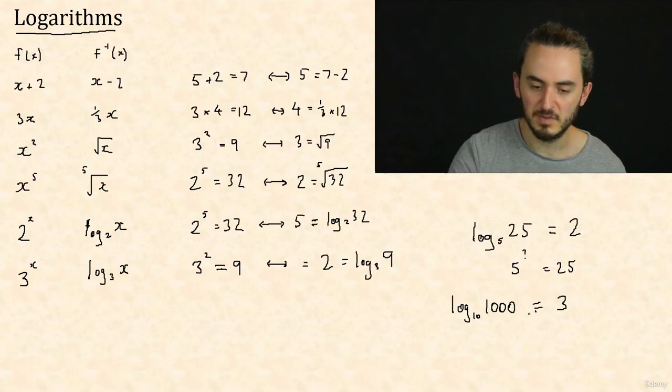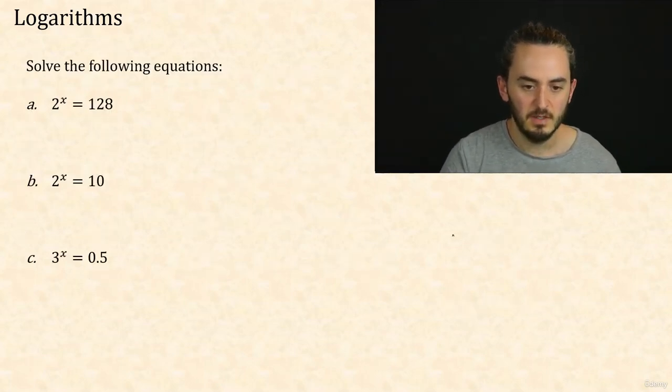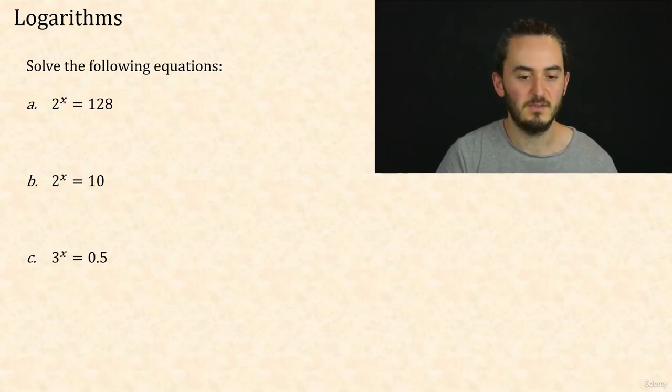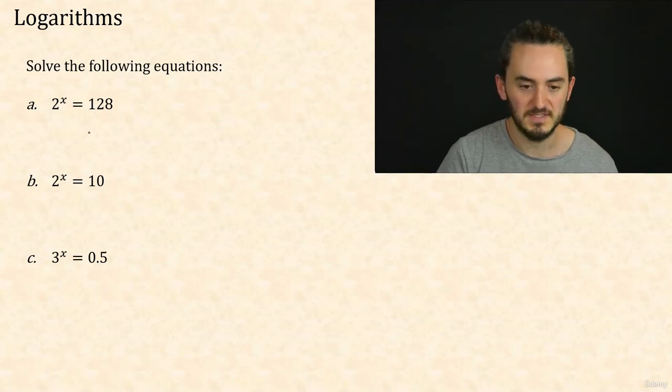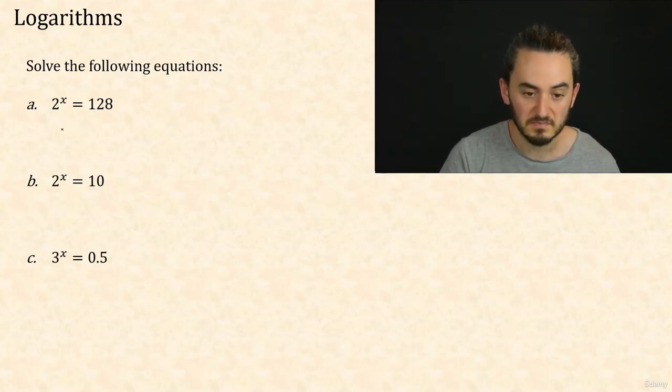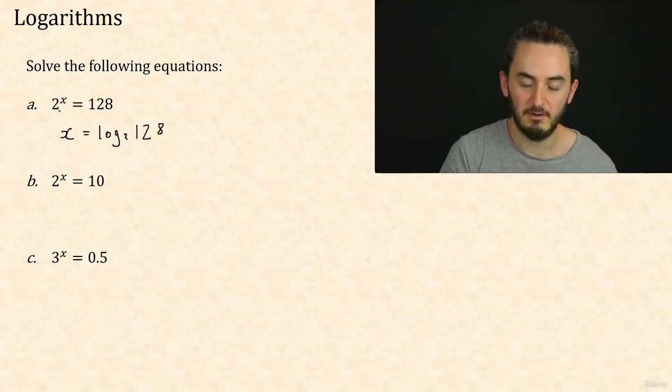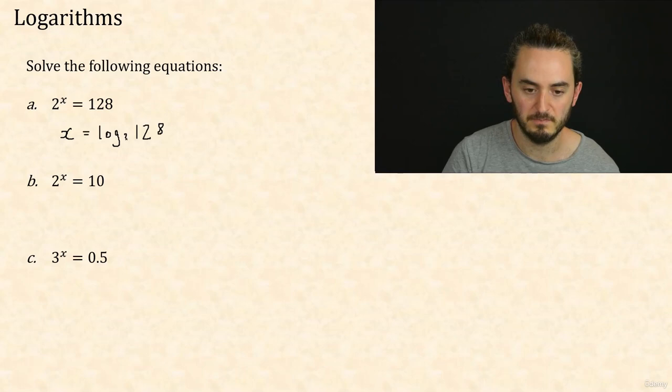Okay, let's have a look at some questions here. Can we solve the following equations? 2 to the x equals 128. Maybe you just know that 2 to the power of 7 is 128. But suppose you didn't. Well, 2 to the power of what is 128? That's just a logarithm, right? x is log base 2 of 128. The base in our exponential becomes the base of our logarithm.